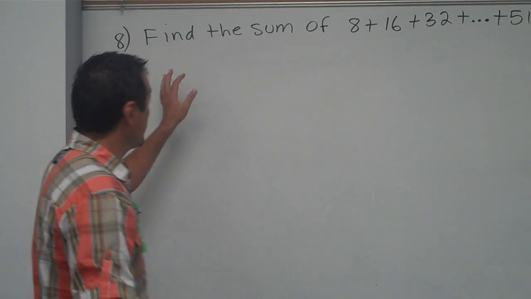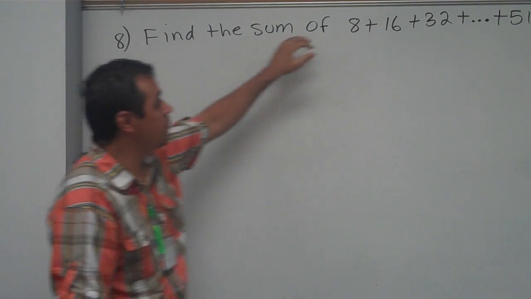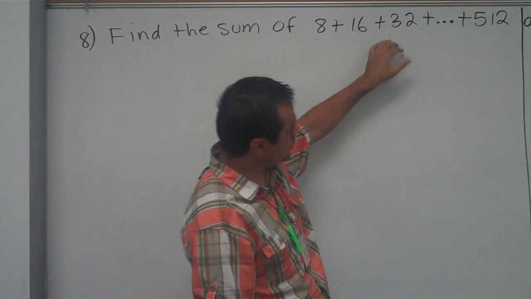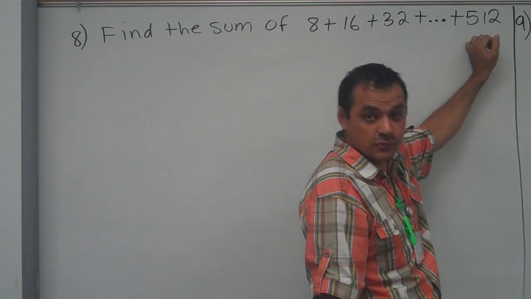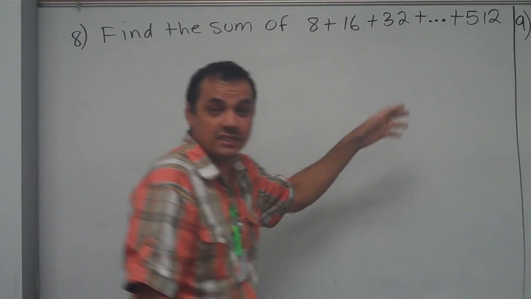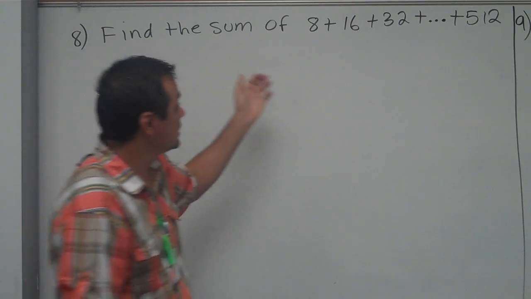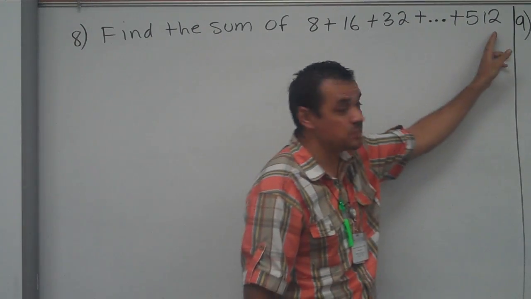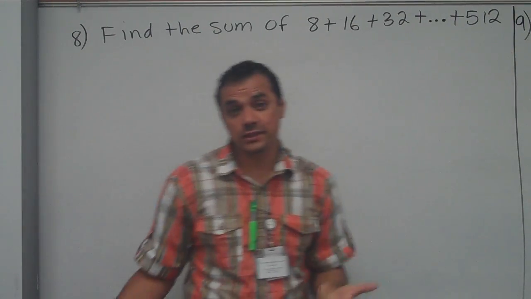Now this one is problem number 8, which is asking you to find the sum of 8 plus 16 plus 32 plus ... plus 512. As you can see, this is a finite sequence because it has a starting point and a specific ending point. And it wants us to find the sum.